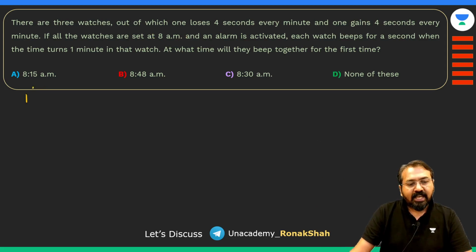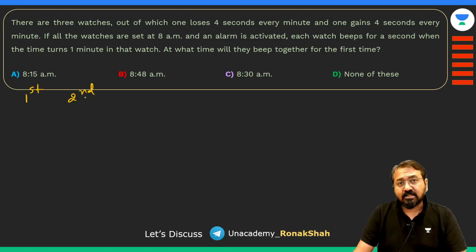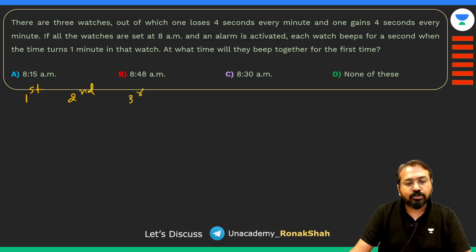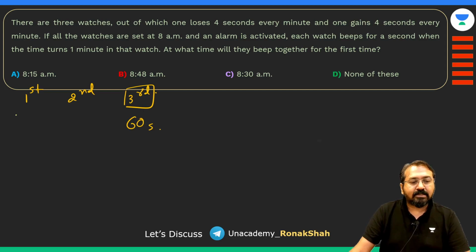So here we have 3 watches. First watch, which is slow, loses 4 seconds every minute. Second watch, which is the faster one, gains 4 seconds every minute. And the third one, let's assume it's a normal watch, of course, we are told that. So when the normal watch shows 60 seconds, the first will be showing only 56 seconds because it's the slower one, and the faster one will be showing 64 seconds.